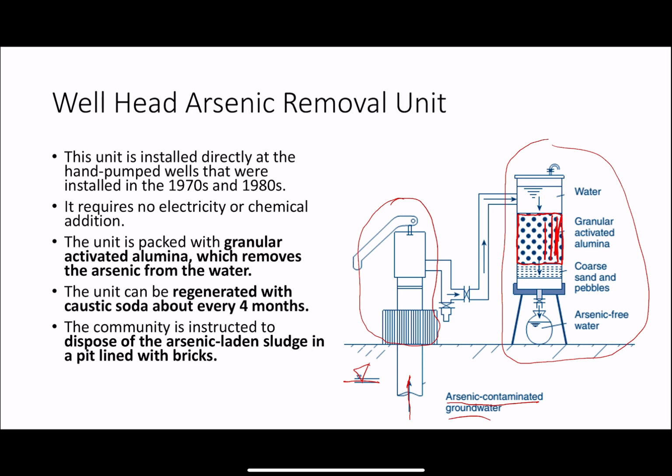So you have granular activated alumina. This removes the arsenic from the water, absorbing it. And this unit can be taken out once all the sites inside have reached full capacity. You could take the granular alumina, and then we could do regeneration with caustic soda about every 4 months, and you put it back for new adsorption. Because this granular activated alumina has open sites inside, it will absorb the arsenic outside and inside. Once all these sites are full, that's it. You need to take it out, regenerate, and put it back into this box unit.